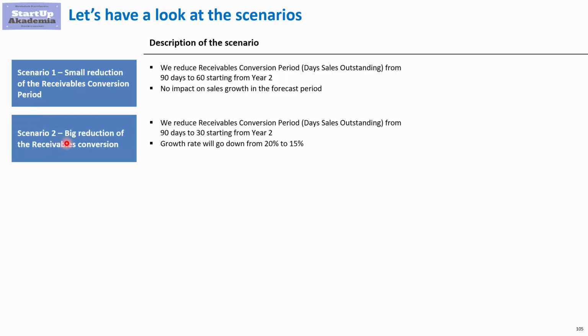Then in the second scenario, we assume a bigger reduction of the receivables conversion period. So not from 90 to 60, but actually from 90 to 30. And this will unfortunately impact the growth. The growth will go down from 20 to 15%.